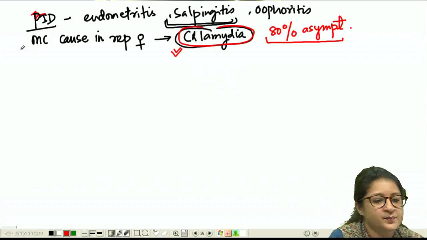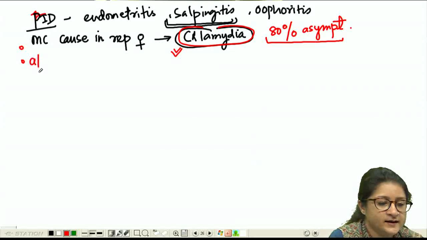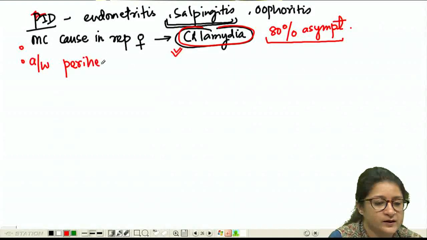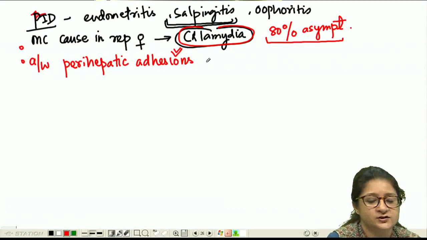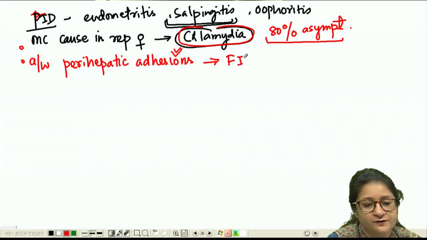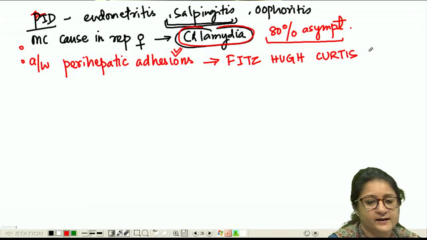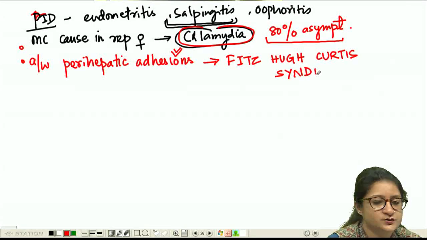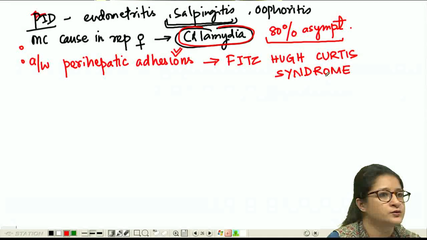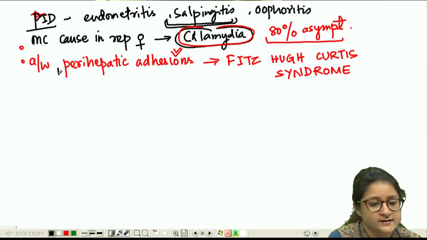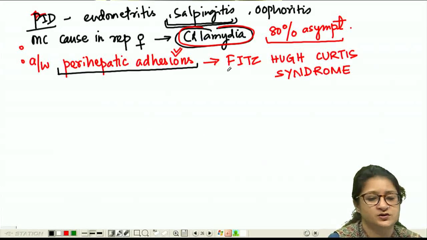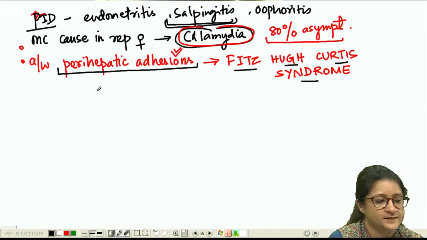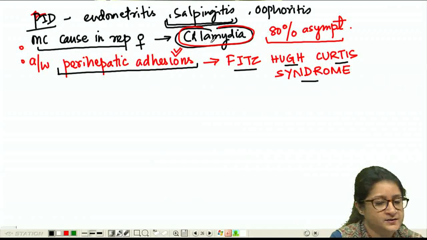And sometimes PID is also associated with perihepatic adhesions. This is an important point. When it is associated with perihepatic adhesions, that is called Fitz-Hugh-Curtis syndrome. Now Fitz-Hugh-Curtis syndrome is perihepatic adhesions, and the causative agents could be chlamydia, could be gonorrhea, could be tuberculosis, but the important thing to remember is that it refers to perihepatic adhesions. It is seen sometimes in PID, right? The most common cause in reproductive females becomes chlamydia.